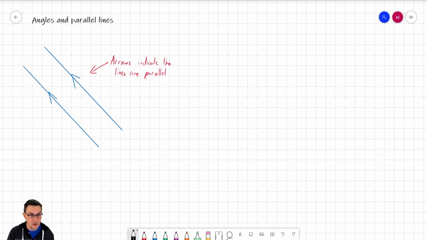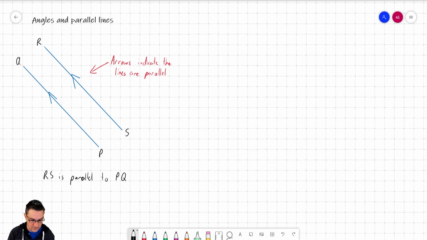Now, with these lines, let's add some letters to them. In this case, let's use Q, P, R, and S. I'm seeking to just label these lines so that I can identify them. If I do want to make a comment that these are parallel, a way I can go about this is to use some words. I could say RS is parallel to PQ, and that could be one way I do it.